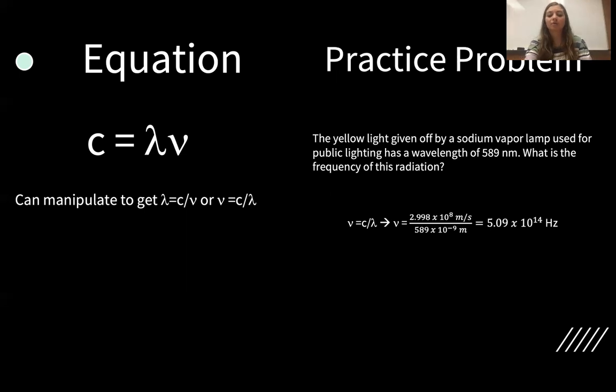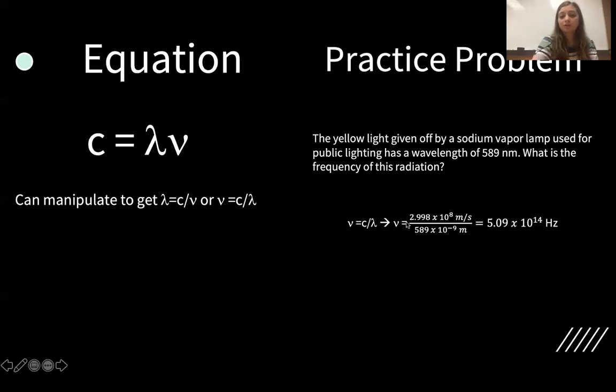And now I'm going to explain a practice problem. So the yellow light given off by a sodium vapor lamp used for public lighting has a wavelength of 589 nanometers. What is the frequency of this radiation? So we want frequency, which is nu, and we want it alone, so we divide both sides by the wavelength. So we get the frequency equals the speed of light over the wavelength.